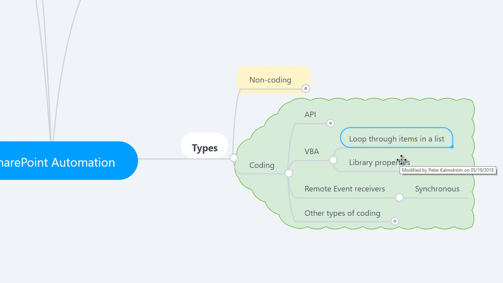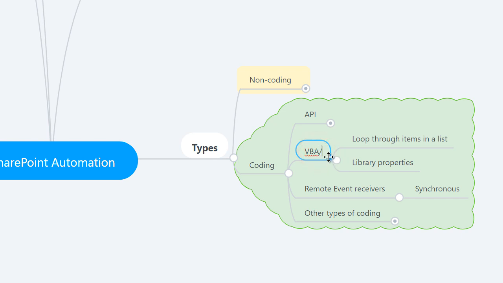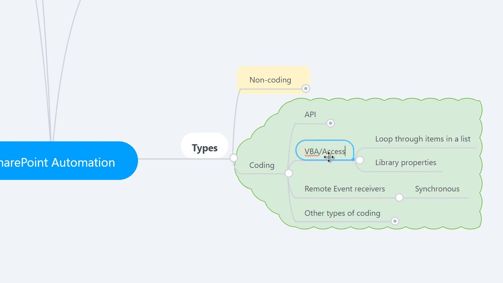You can also change library properties. So VBA, this section is actually mostly about Access. That's how I usually use VBA. But it can, of course, do PowerPoint or Excel automation that connects to SharePoint also. But VBA and Access is the most powerful coding solution, which is very, very simple.